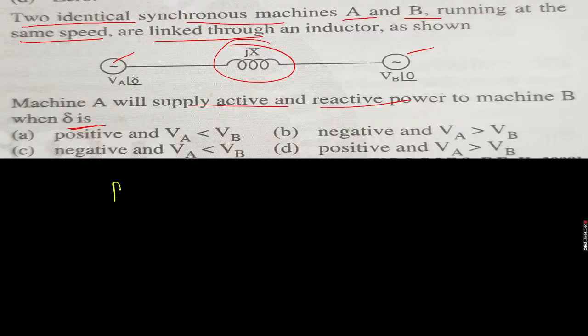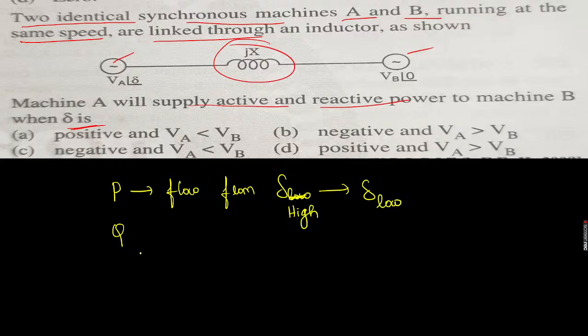We know real power flow and reactive power flow. Real power will flow from high value of delta to low value of delta. Similarly, reactive power will flow from high value of voltage to low value of voltage.